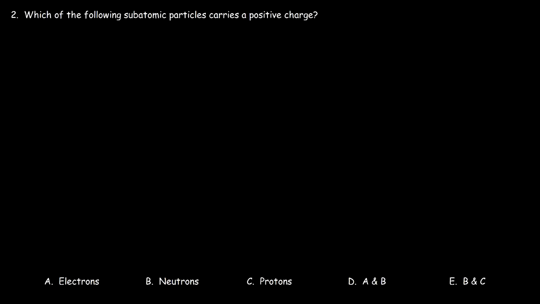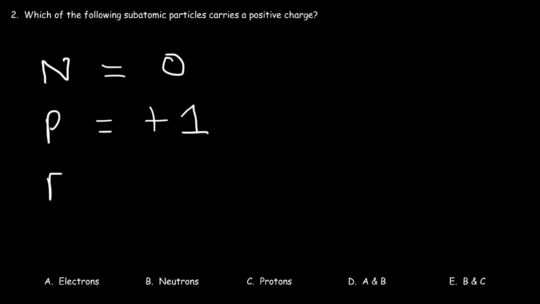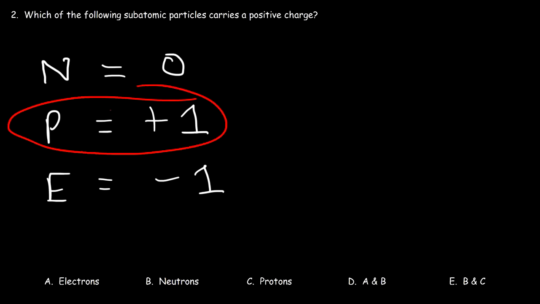Now let's move on to problem number 2. Which of the following subatomic particles carries a positive charge? Is it the electrons, the neutrons, or the protons? Neutrons are electrically neutral. They don't have a charge. Think of N for neutral. Protons carry a positive charge. Think of P for positive. And electrons carry a negative charge, but you have to just know that by elimination. So the answer for this one is the protons. They carry the positive charge. So C is the right answer.